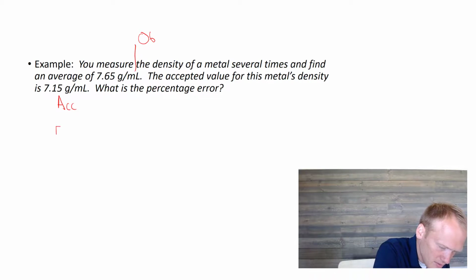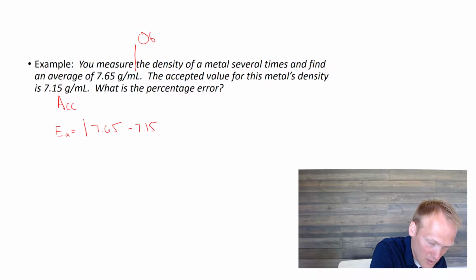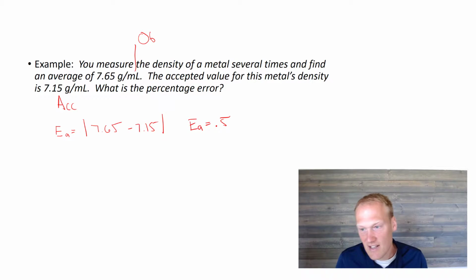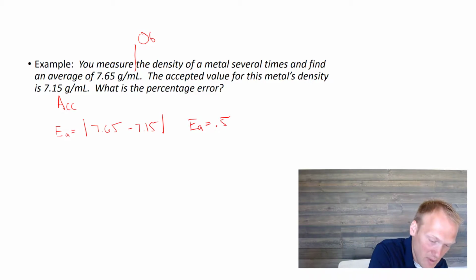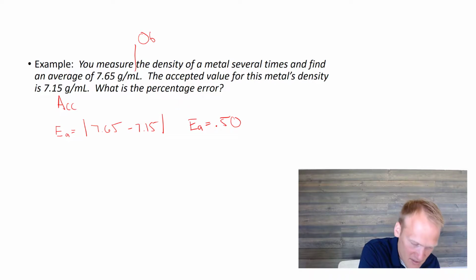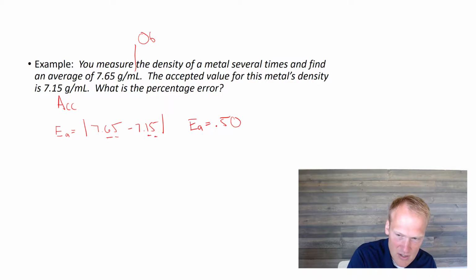So the first thing we're going to do is calculate the absolute error. We're going to take the absolute value and subtract these two numbers because we want to know how far away we are. So if we do this, we would be off by 0.5. That is our absolute error. It'd actually be 0.50. Why? These numbers both have 2 digits to the right. So that means our answer needs to have 2 digits to the right.